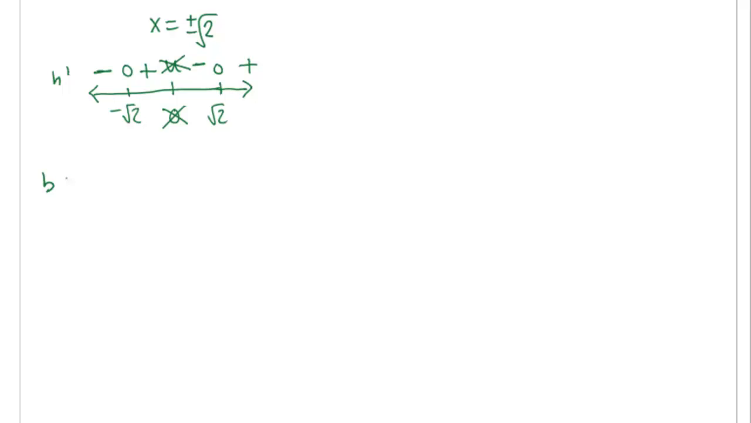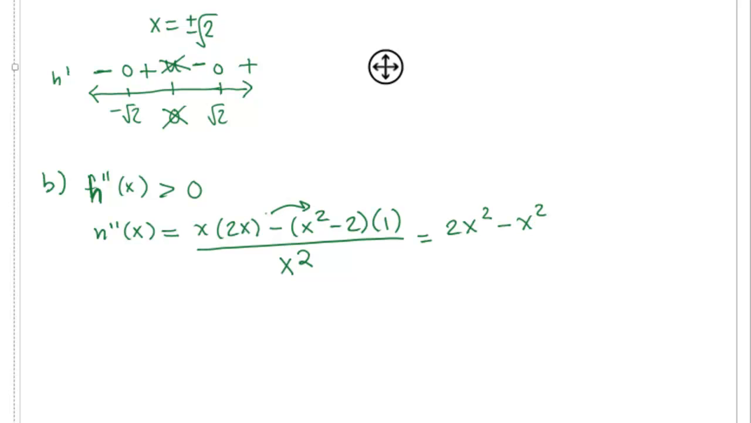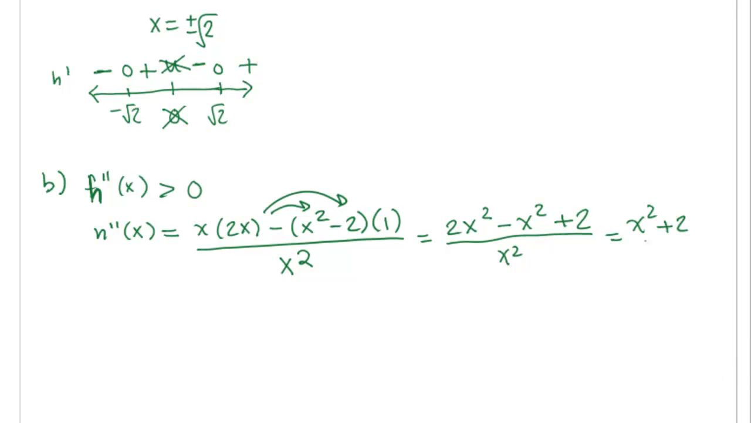Alright, so part B, on the intervals concave up, so I'm going to look for where h double prime of x is greater than 0. That's going to be my reasoning. So, h double prime of x, I'm going to use the quotient rule, low d of high minus high d of low all over low squared. That would give me 2x squared minus x squared, don't forget to distribute, plus 2 all over x squared. So I get x squared plus 2 over x squared.